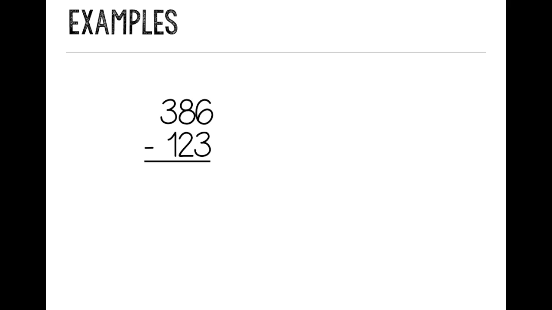Let's look at a couple more examples. 386 minus 123. I start in my ones place. 6 minus 3, there's more on top, so no need to stop. 6 minus 3 equals 3. Then I move to my tens place. 8 minus 2, again, more on top, no need to stop. 8 minus 2 equals 6. Then in my hundreds, 3 minus 1 equals 2, so I get a difference of 263.